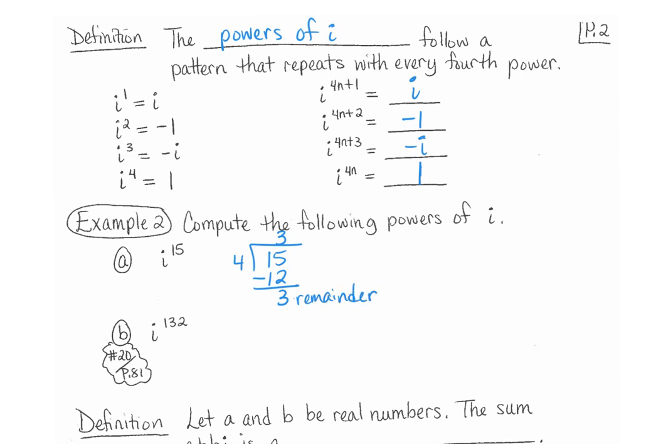So tell me which one are we going to fall into? This. Very good. It's -I. We fall into this case where the remainder is 3. So we get -I.